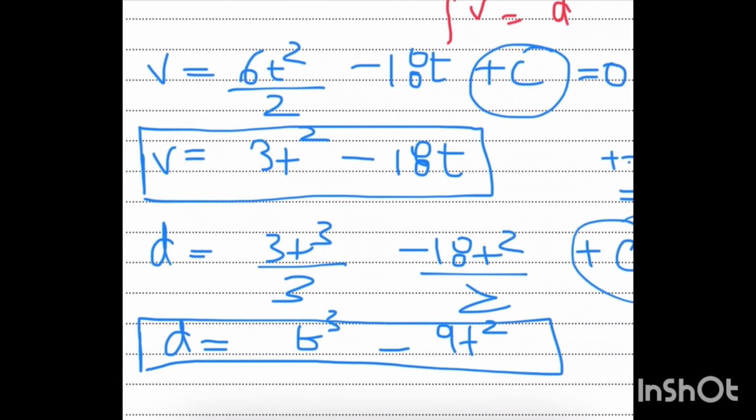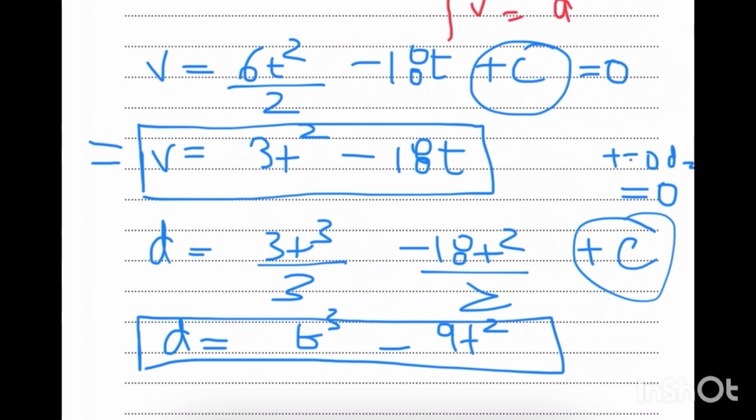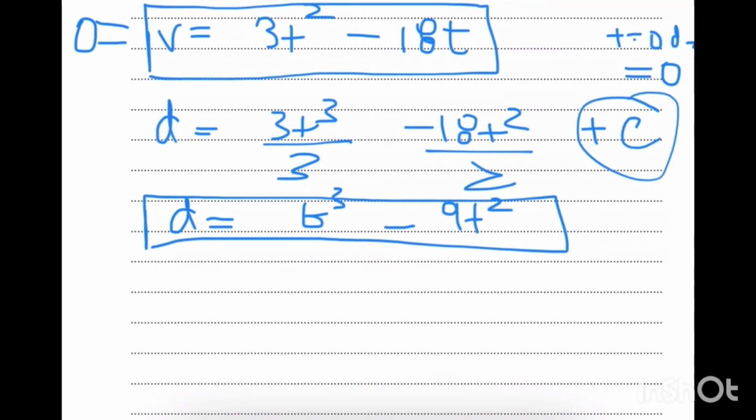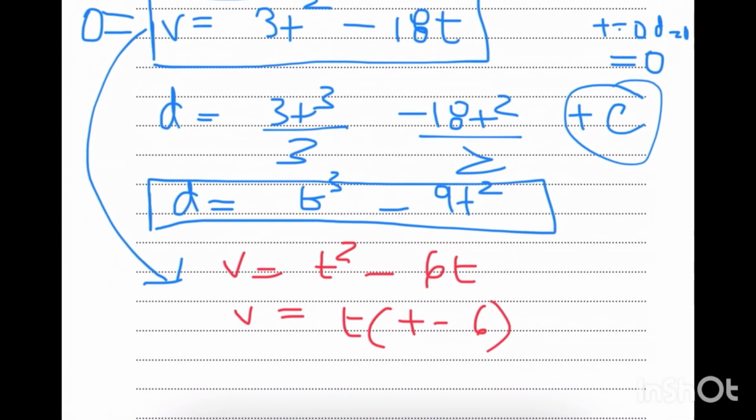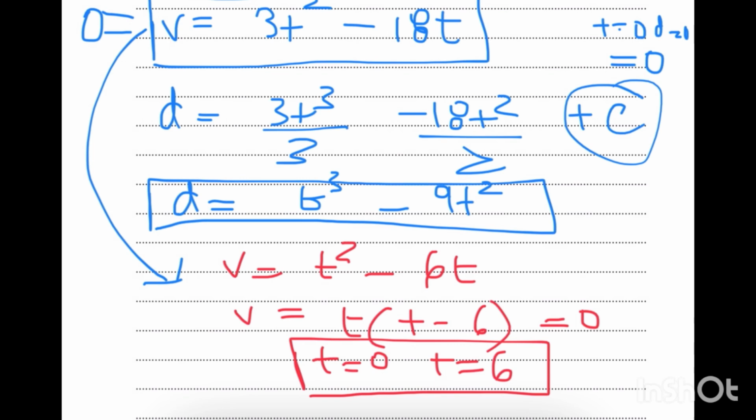We need to find out the time when the particle is at instantaneous rest. So what we do is that we equate the velocity equation, this over here, equal to 0. If we simplify this velocity formula, we can get t squared minus 6t, since we divide by 3, and simplifying it further, we can write t times t minus 6. Equating velocity equal to 0, we can find that t is equal to 0 and t is equal to 6. So these are the two times when the velocity is equal to 0.